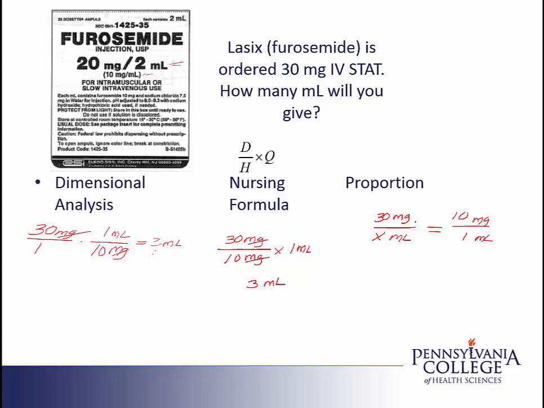And then I multiply on the diagonals, so 30 times 1 is 30. On the other diagonal, x times 10 is 10x. I divide both sides by 10, and I find that x is equal to 3. The label on that x comes right out of my proportion, is 3 milliliters.